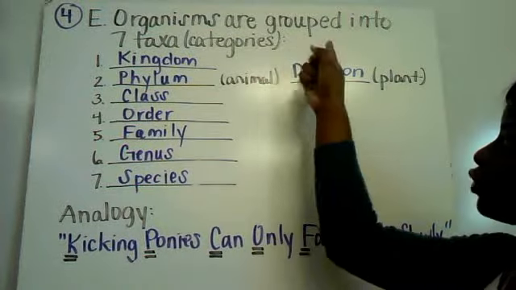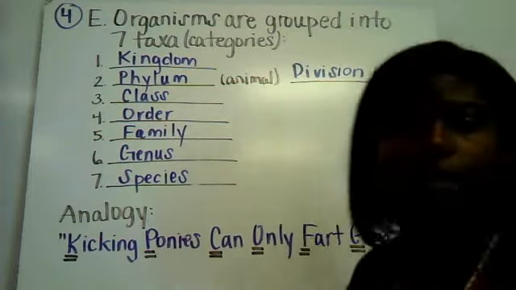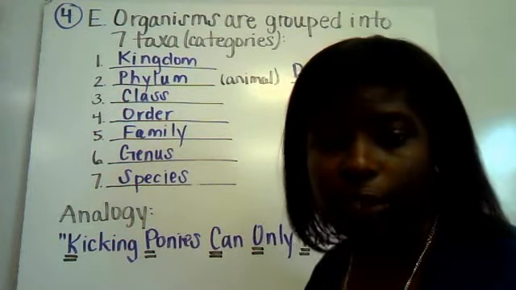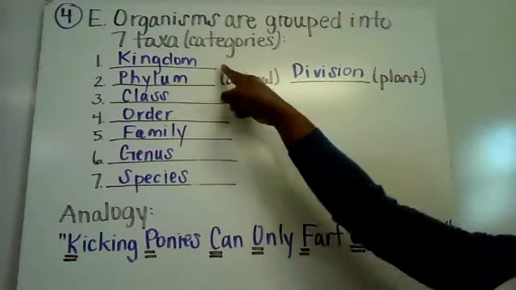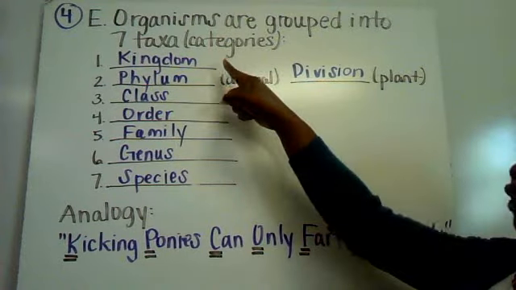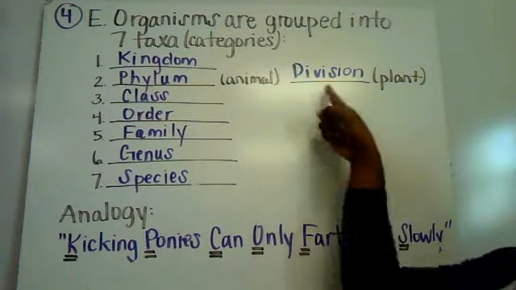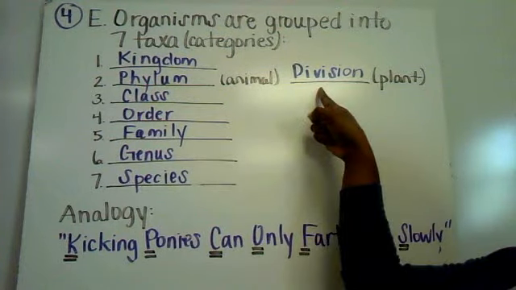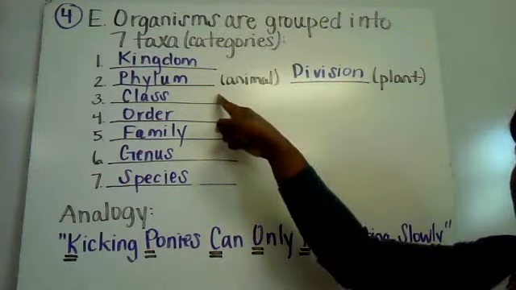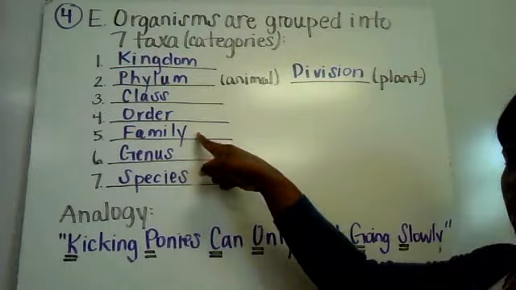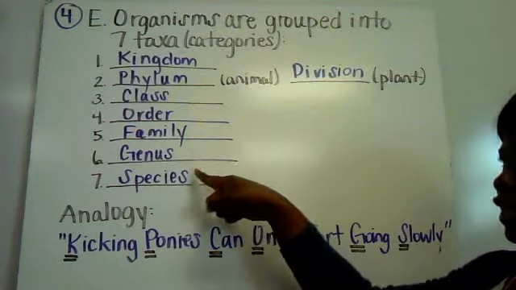So organisms are grouped into 7 taxa, and remember, taxa are just categories that have characteristics or similarities. So the first one is kingdom. After kingdom you have phylum, and phylum is the second taxa for animals. If you're referring to plants, then you should have a division. The third is class. The fourth is order. The fifth is family. The sixth is genus, and the seventh is species.